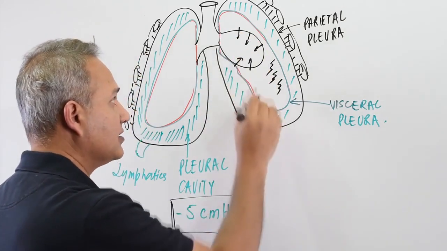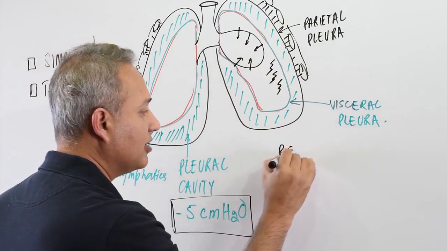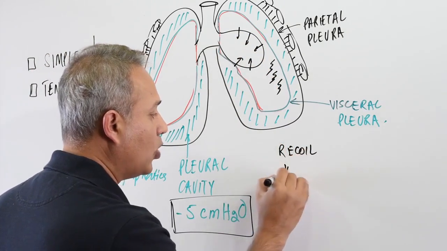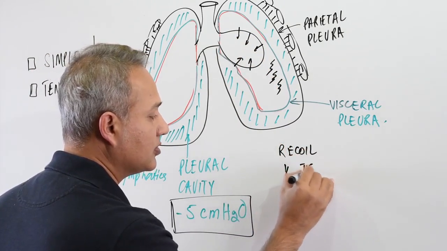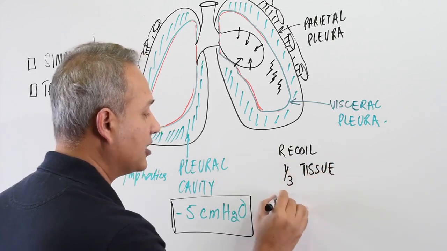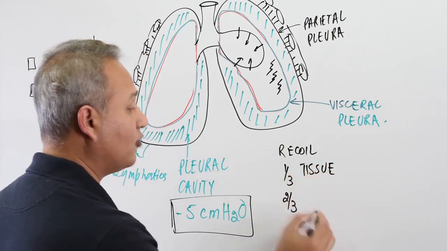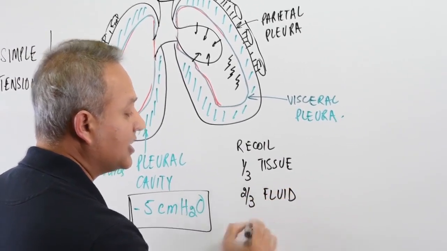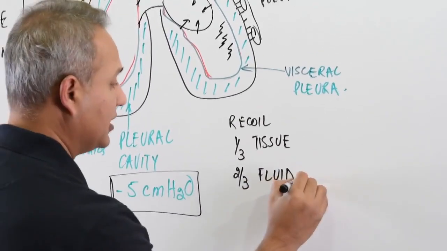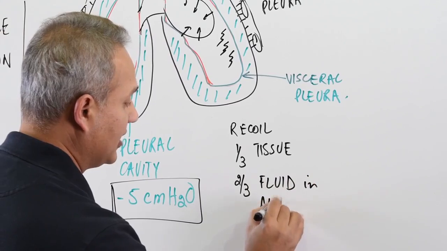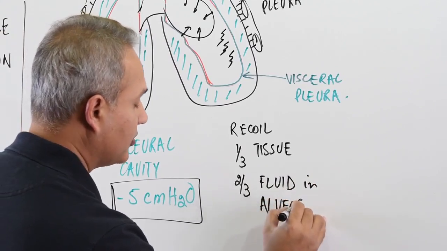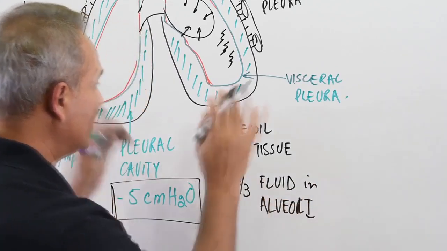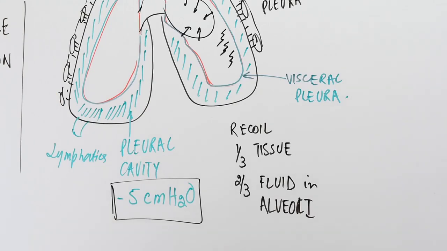So these are the recoil forces. Recoil forces, we've talked about it. One third is the tissue, elastin and fibrin. Two thirds of the forces are the fluid present in alveoli. We have done this in detail, so I don't want to waste your time.